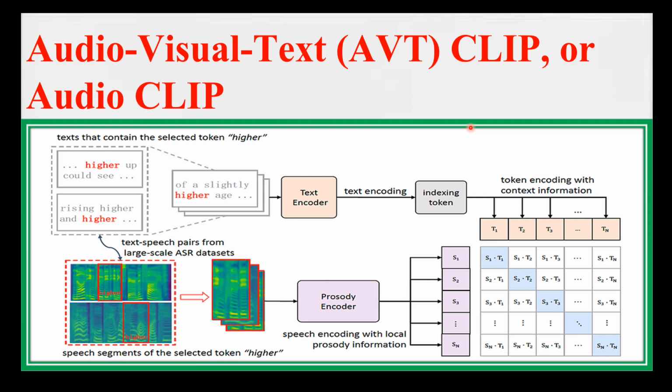So let's make it simple using a real life example. So imagine you have a large collection of images, their corresponding audio descriptions, that is recordings of people describing the images, and text captions, that is the written description. So you would use this AVT CLIP to train the model by showing an image, playing its corresponding audio description and displaying its written caption simultaneously.